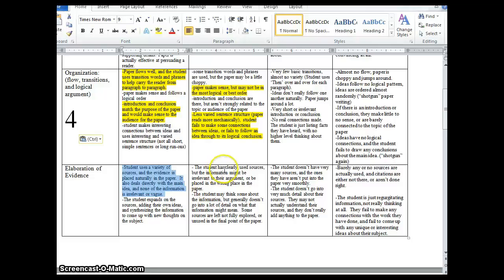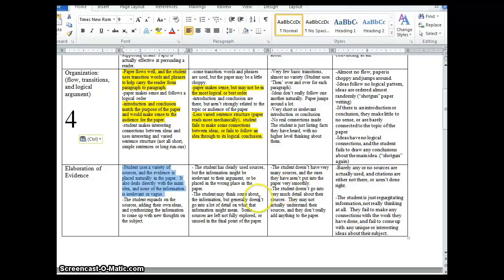If they're using 1, they're not having a variety of sources. If it's formatted incorrectly, then it's in the wrong place in the paper. If they don't have any sources, then it would be a 2 or a 1, depending on how poorly you think their evidence is. If their evidence clearly comes from a source but is not cited correctly, that would be a 2. And then the 1 would be not cited correctly and no source in there. So the evidence is just kind of made up.